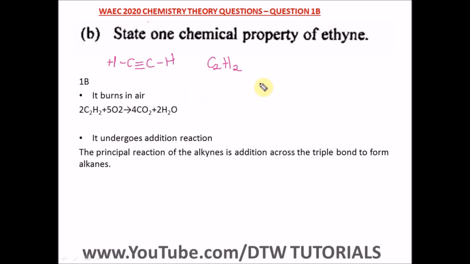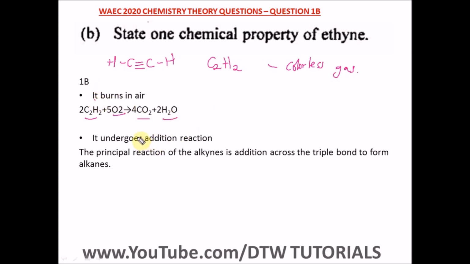So one chemical property of ethyne is that it burns in air. Okay, a physical property is that it is a colorless gas. That's one physical property of ethyne. It's a colorless gas. Okay, but chemical property, it burns in air. You know when we say something burns in air, that means it is reacting with what? Oxygen. This is ethyne here reacting with oxygen to give you 4 moles of carbon dioxide and water. Okay, this is one chemical property.